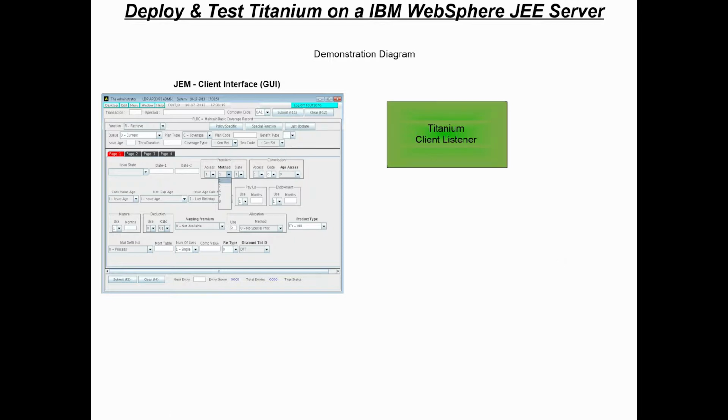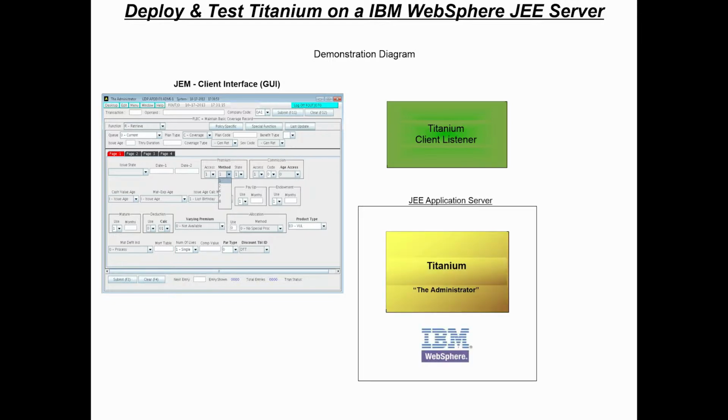The next component is our Titanium client listener. Its job is to receive those messages and convert them to Java objects and then communicate to the JEE application server. The next component is the IBM WebSphere JEE application server. We are currently running version 8.5 and we will be installing Titanium's Enterprise Edition of the administrator on that server.